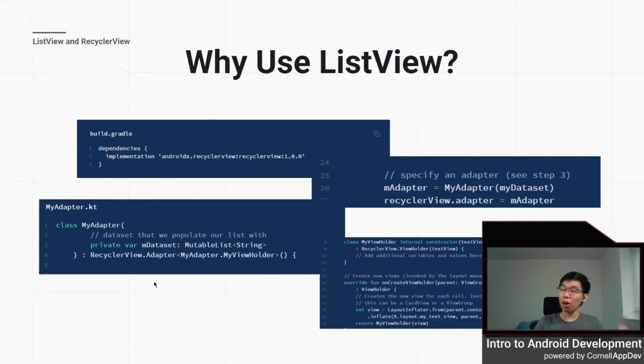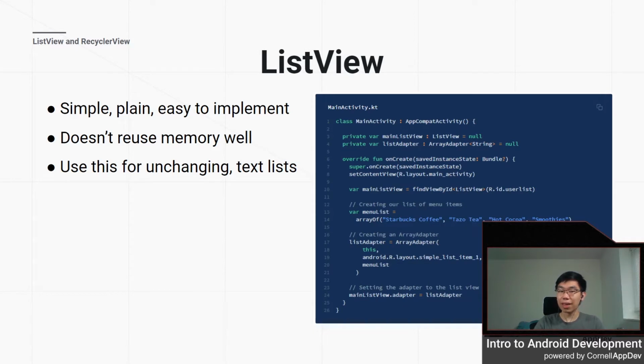So the overall use between these two things is that a list view is simple, plain, and easy to implement. You pretty much can just set it up in about 7-8 lines and you're set. So here, just create a list, and there's even default array adapters built in for list view that you can just use to display text, and it will.